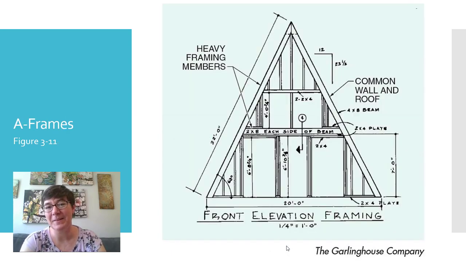Here's another framing system that your book touches on. It's A-frames. You'll typically see this as a cabin, maybe. And the defining difference between an A-frame and your platform framing is that in the A-frame, the walls and the roof are the same thing. So it's kind of one system fulfilling two uses.